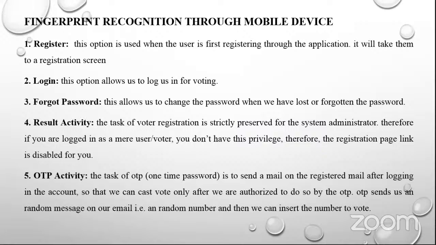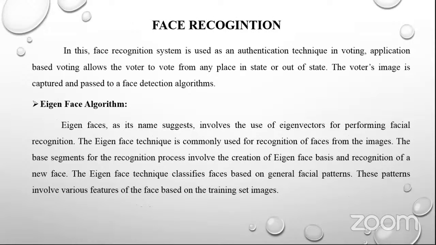When we open the application on the mobile device, these are the basic steps you need to follow. Login. If you forget, the forgot password page will open. Result activity, and an OTP is sent to the registered mobile number so that you can cast the vote. These are the registered login, forgot password, result activity and OTP activity. Face recognition: in this, the image is captured and passed to the face detection algorithm.